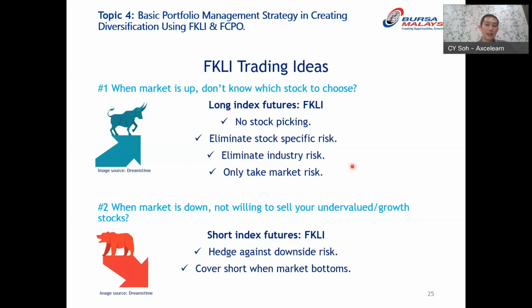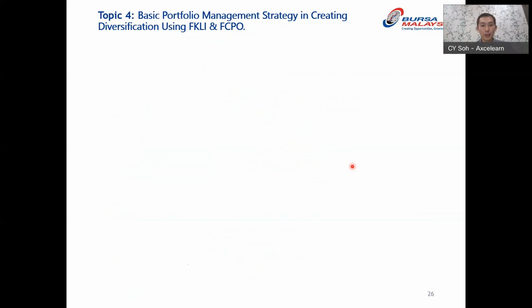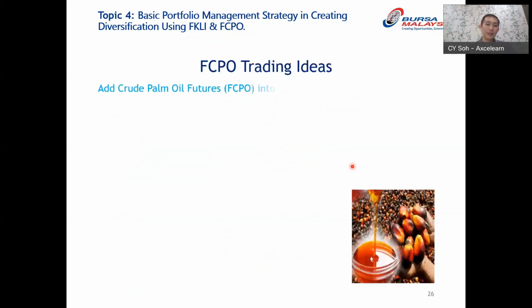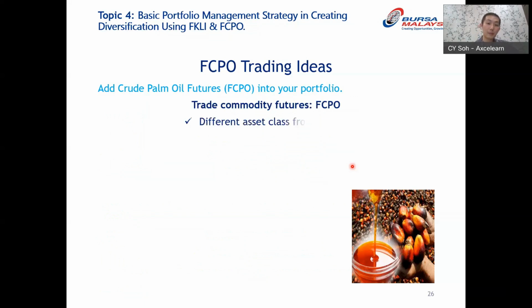Okay, so this is one trading idea for FKLI. And the next trading idea for FCPO is that you can actually add crude palm oil futures into your portfolio. Early on, I've already shared with you why FCPO is very unique. Number one, it is futures, so you can trade both directions. Number two, you have leverage as well. And number three, it is actually a different asset class from stocks.